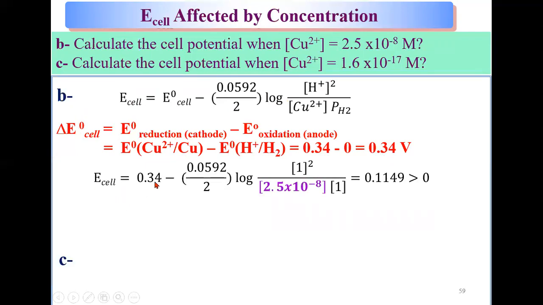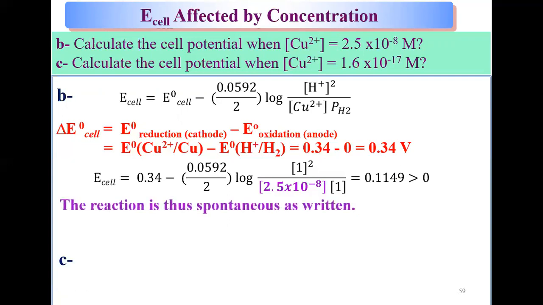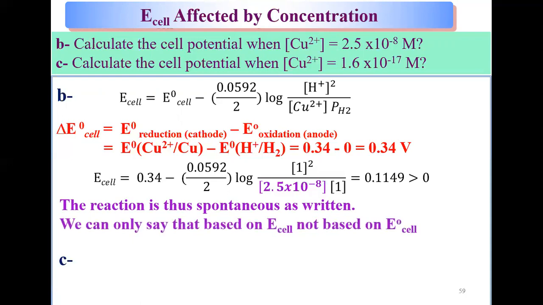So, number crunch, we have the E naught of the cell. We have 2 electrons transferred for the overall cell. We have the hydrogen ion at 1 molar, which is standard. The pressure is 1 atmosphere, and just the copper 2+ is now this number in purple. Do the calculation, you get that the E of the cell is a positive number, and therefore when the concentration of copper is 2.5 times 10 to the minus 8, this cell is indeed a galvanic cell, and it is spontaneous as written, and we had seen the overall reaction.